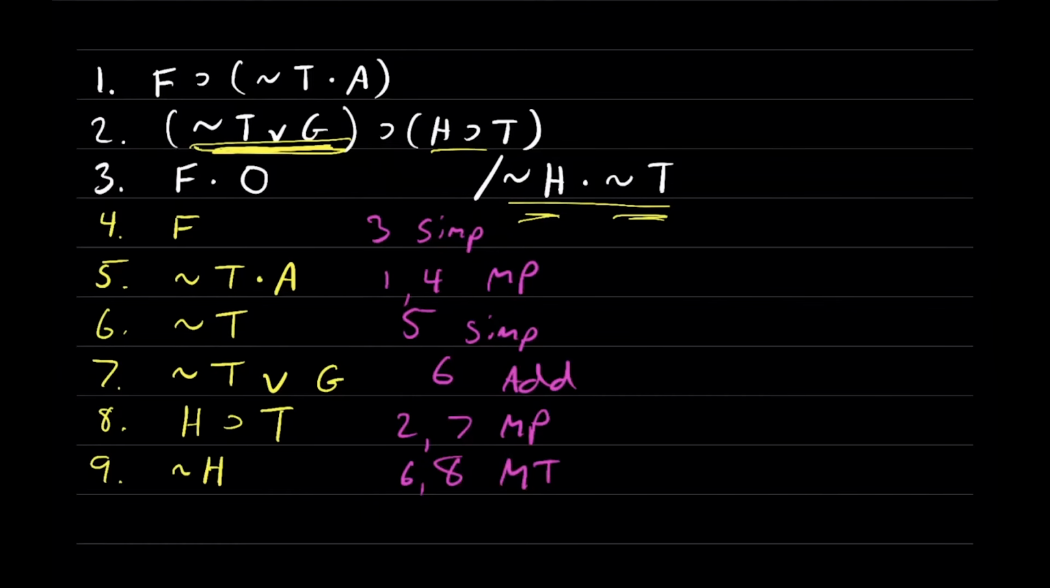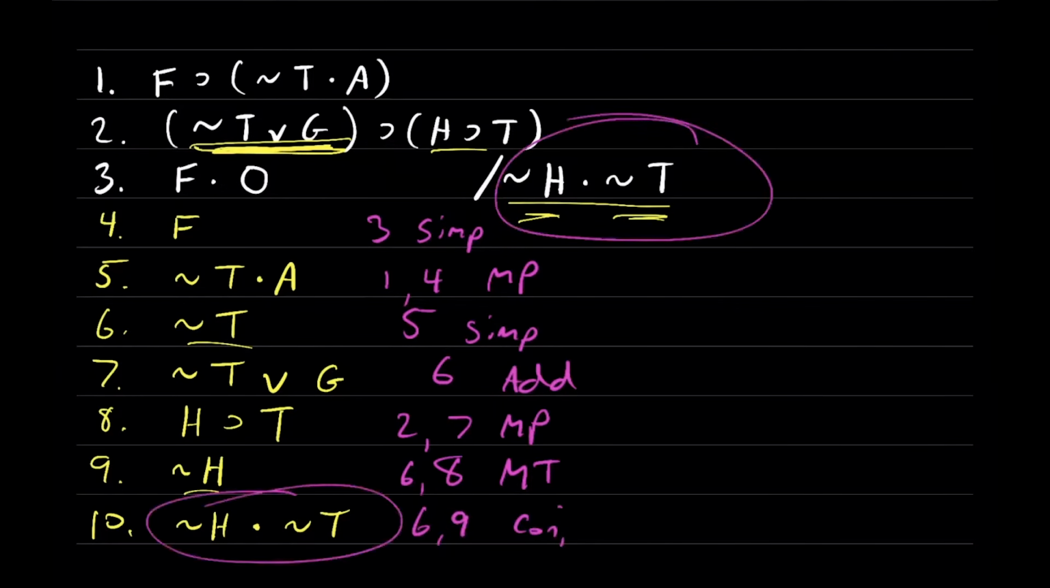We've got our two conjuncts now. We've got not H on its own line. We have not T on its own line. All we need to do is connect those together with a dot and we're done. So not H and not T. And that's going to follow from line 6 and line 9 by conjunction, C-O-N-J. And we're done. We've got the conclusion on its own line. We've shown that that argument is valid.